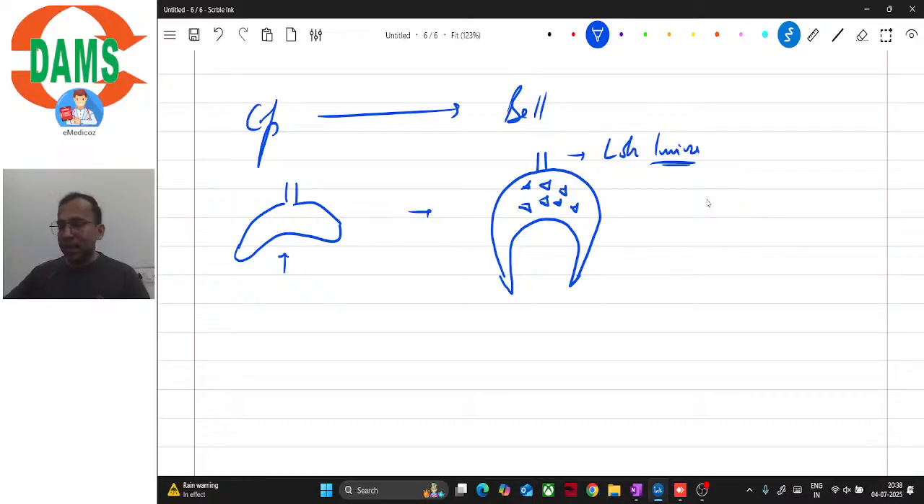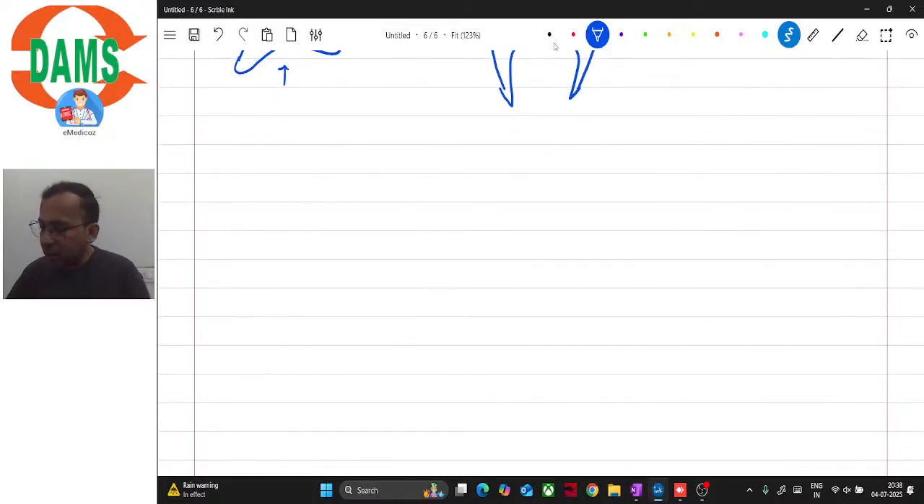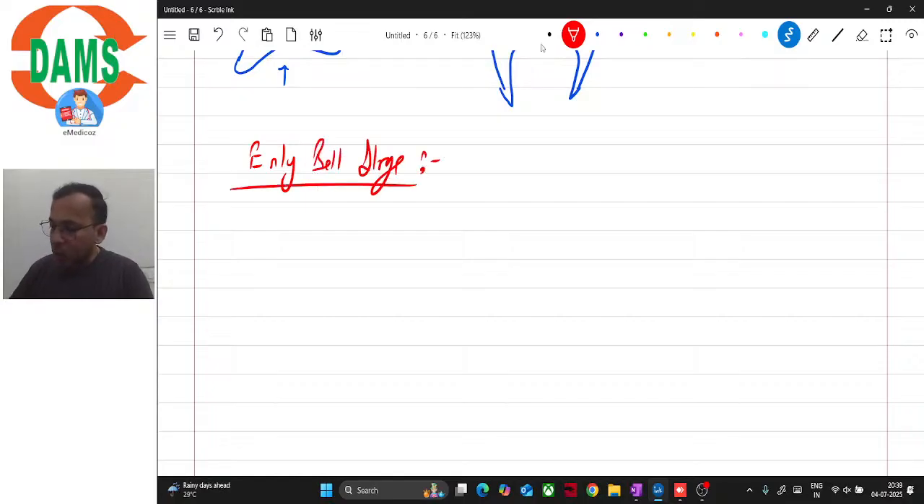So the bell stage is divided into two stages, early and advanced, sometimes also called late bell stage, right? So the bell stage is divided into two stages, early bell stage and advanced bell stage or late bell stage. In the early bell stage, what you would notice is that the lateral lamina is still present, right?